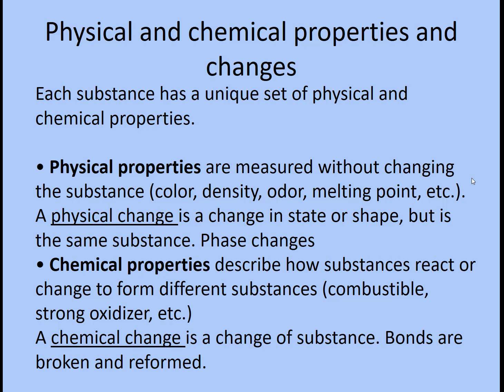For chemical properties, I would need to actually change that substance to show the chemical properties. So one of the chemical properties of paper would be that it's flammable. As soon as I demonstrate that, I would then change that substance into something else. So again, physical properties, it stays the same. It stays the same name, so to speak, but chemical properties would change it. So that paper, if I demonstrated its flammability and I burn it, I wouldn't have paper anymore. I would have ash and some smoke.